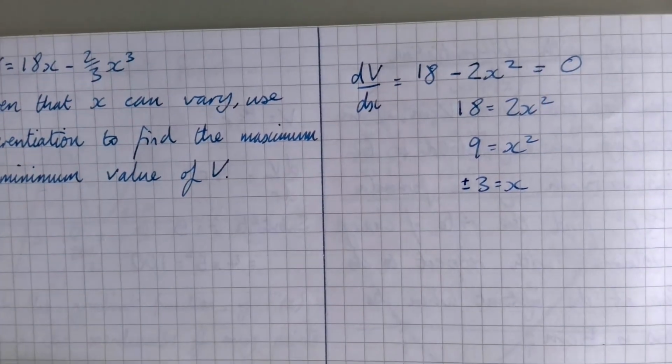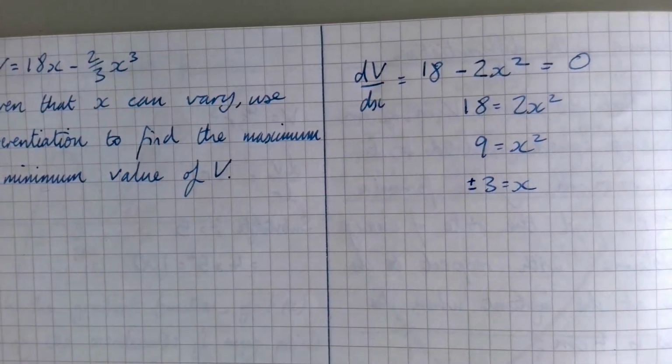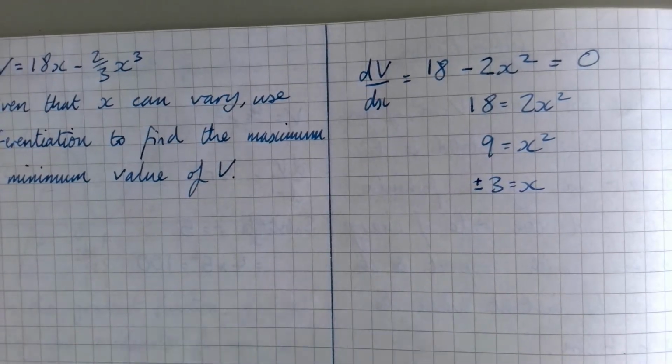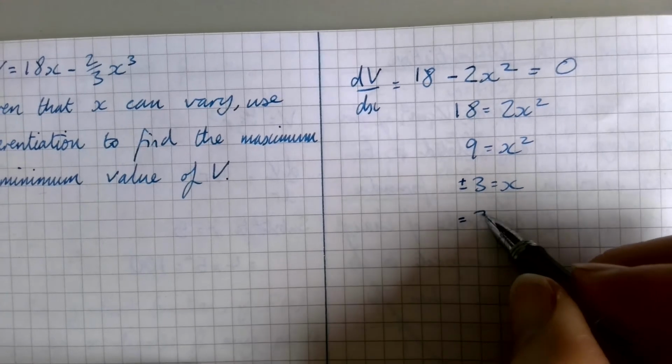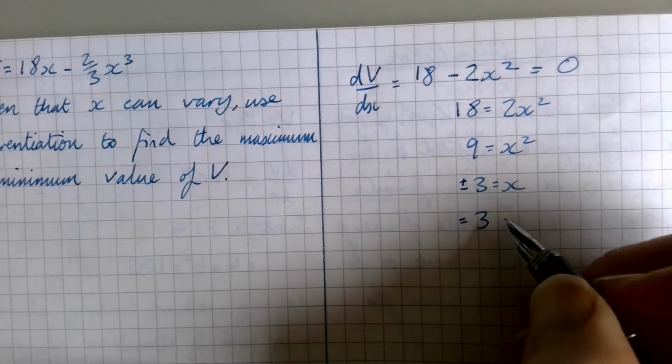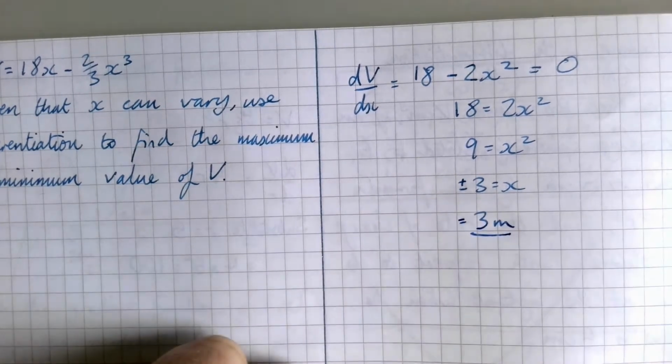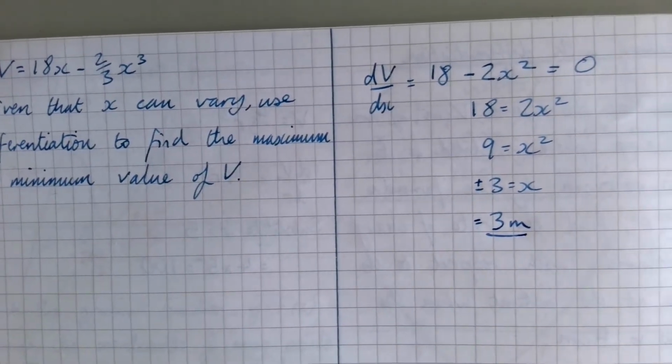Now it's nonsense to have a dimension of something in real space being a negative number, so therefore it's going to be 3. Was it meters? Yes, it was meters. And that's our maximum or minimum.